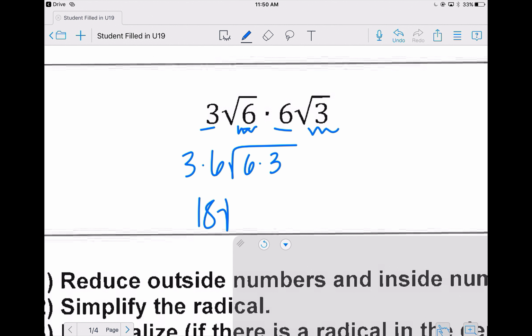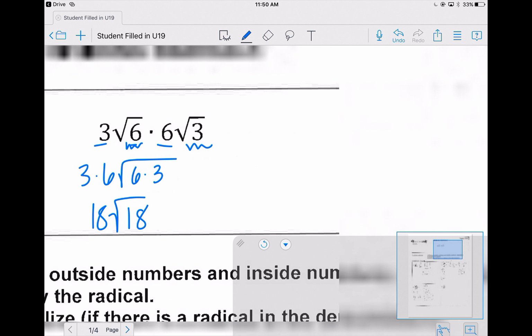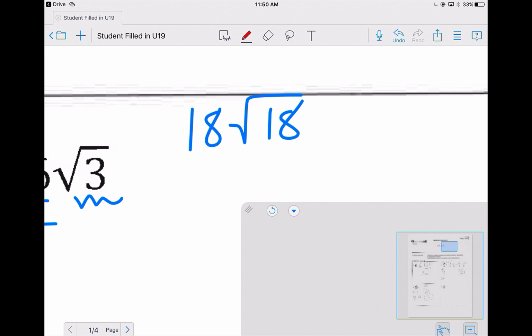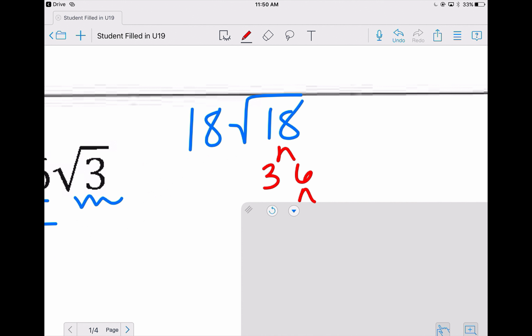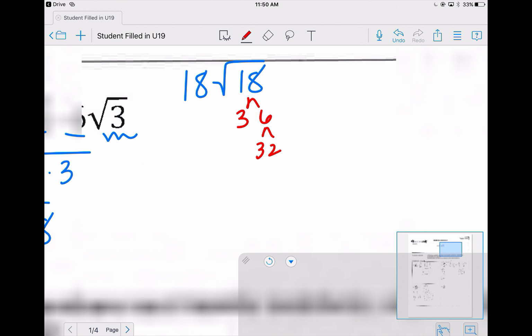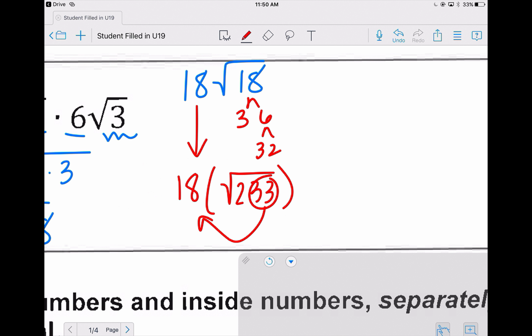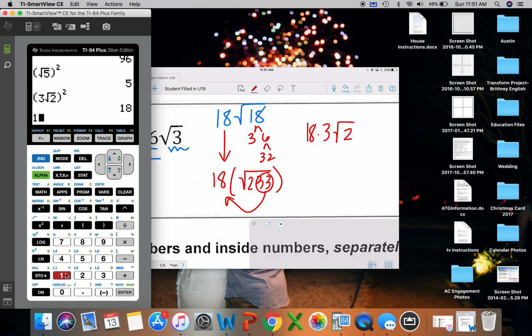3 times 6 is 18, and that would be the same on the inside. Now, if possible, we're told to simplify the square root. 18, as we just said, is 3 times 6. 6 is 3 times 2. So we have the 18 in front, and then inside we have 2, 3, and 3. A pair of 3's would come out, and the 2 would stay inside. 18 times 3 is 54, and the square root of 2 would stay as is.